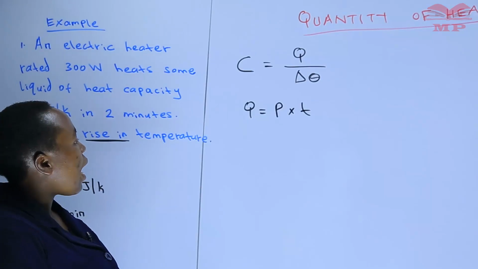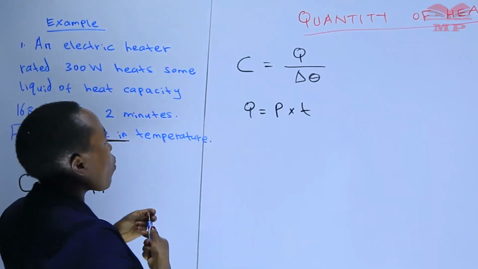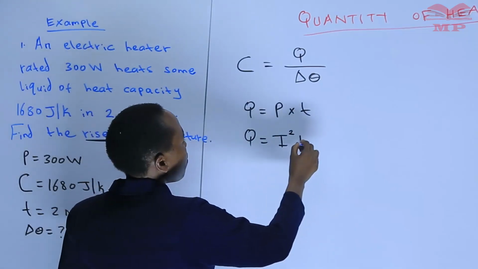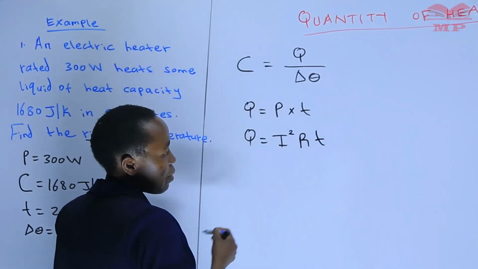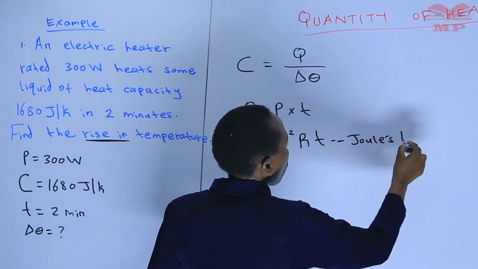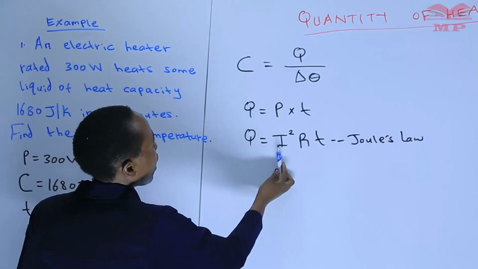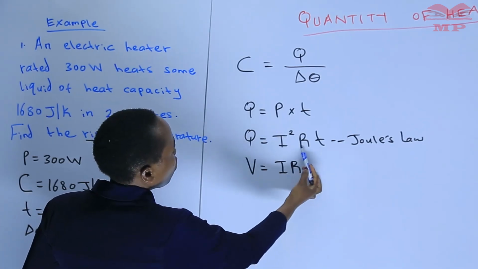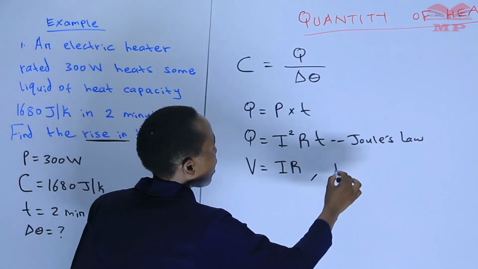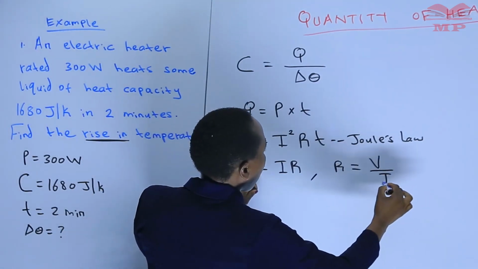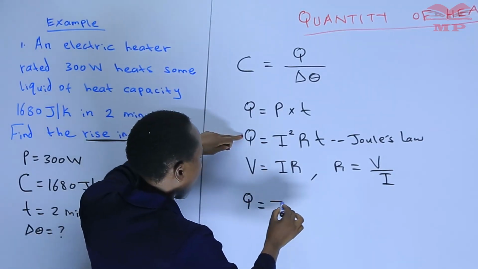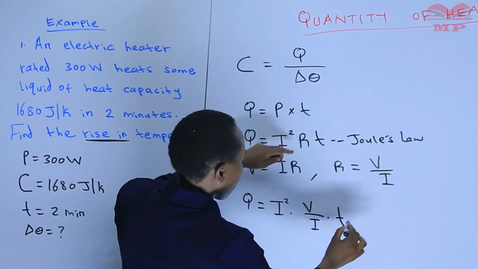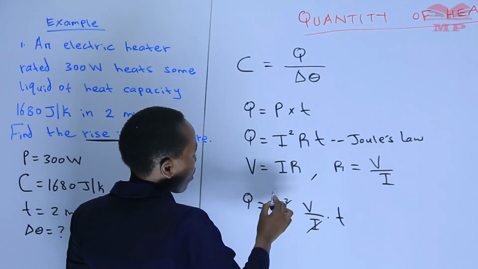Power multiplied by time. And this one can be gotten from Joule's law, whereby we say that the heat energy is equal to the current squared multiplied by the resistance multiplied by time, which we call Joule's law. From Ohm's law, V is equal to IR, so we can say that R will be equal to V over I, meaning that in this equation Q, we are going to have I squared multiplied by R, which is V over I, multiplied by time. So here one current I will cancel with one, and we remain with one.